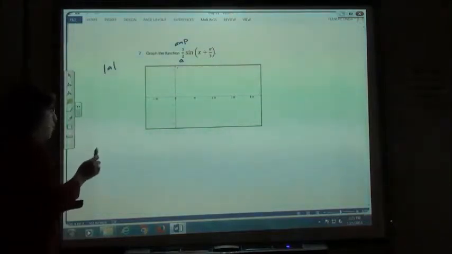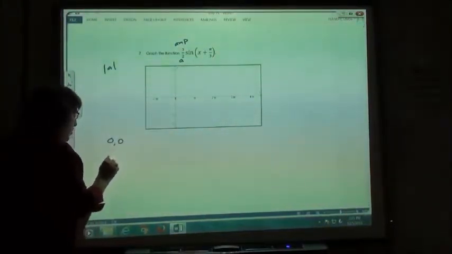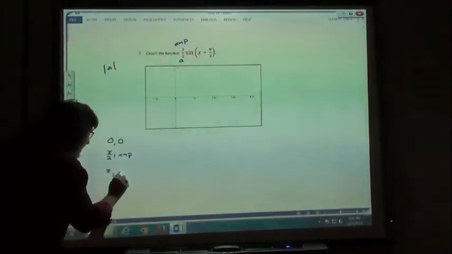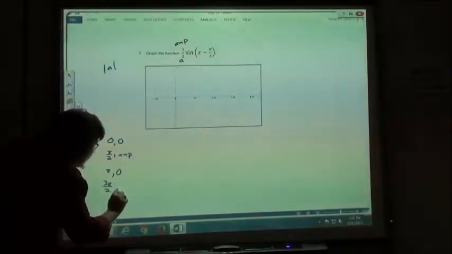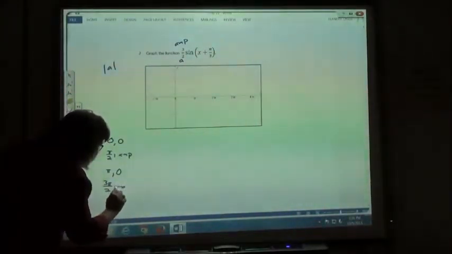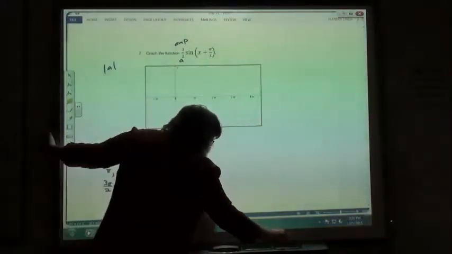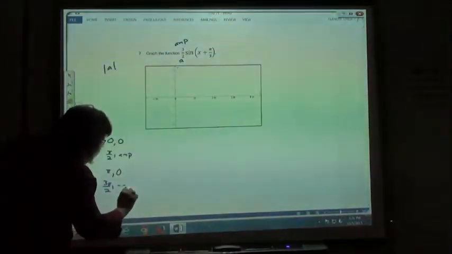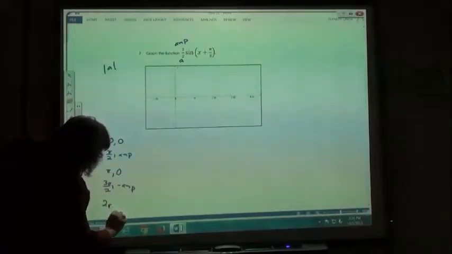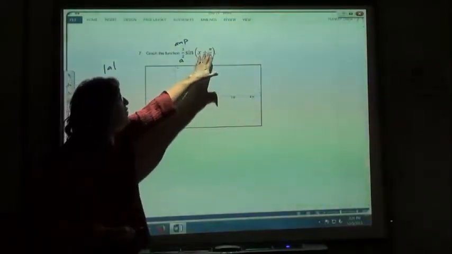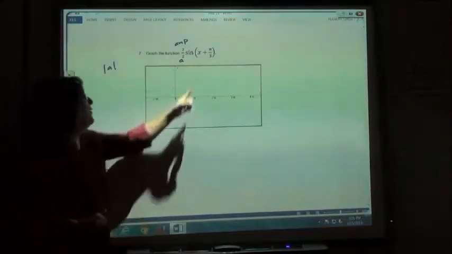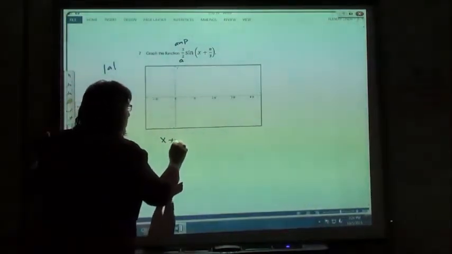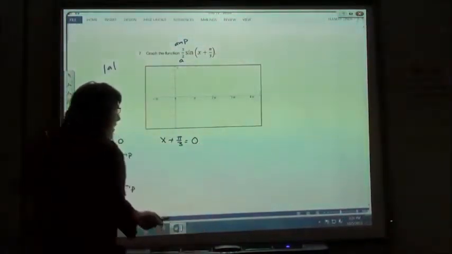But keeping in mind my normal sine curve, 0, pi over 2 is at your amplitude, pi is at 0, 3 pi over 2 is at your opposite, minus your amplitude, and 2 pi is at 0. Now this is going to have a shift to it. So for the shift, you're going to set this equal to each of your normal x values. So I'm going to say x plus pi over 3 equals 0 and solve it.